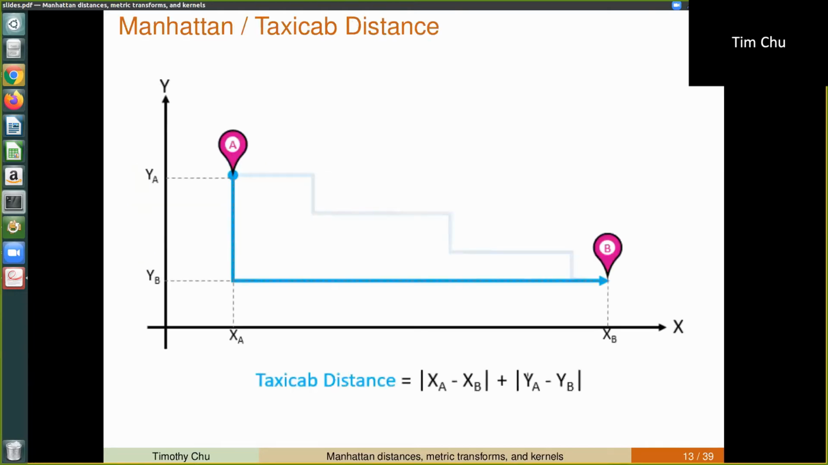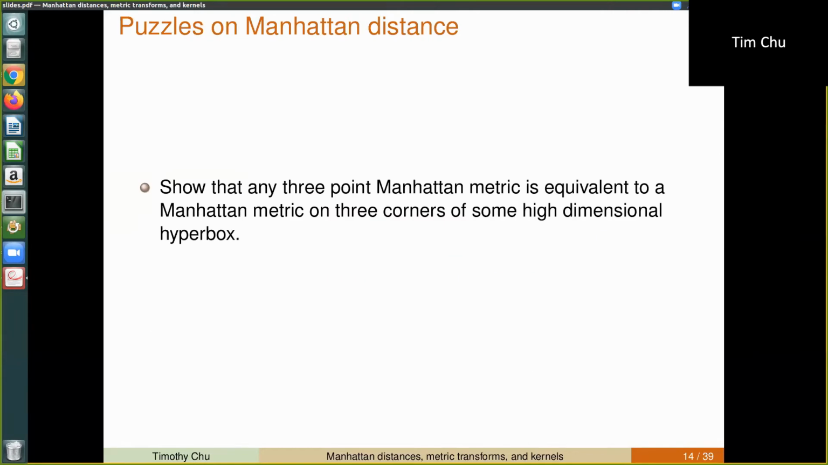So once again, Manhattan distances. I think I've described this twice already, so I'll skip this slide. But let me give you a short puzzle on Manhattan distances that should be accessible to anyone regardless of background, and is also a very key lemma in our proof. I want you to show that any 3-point Manhattan metric is equivalent to a Manhattan metric on 3 corners of a high-dimensional hyperbox. And by hyperbox, I just mean a general rectangle, like a rectangle in d dimensions.